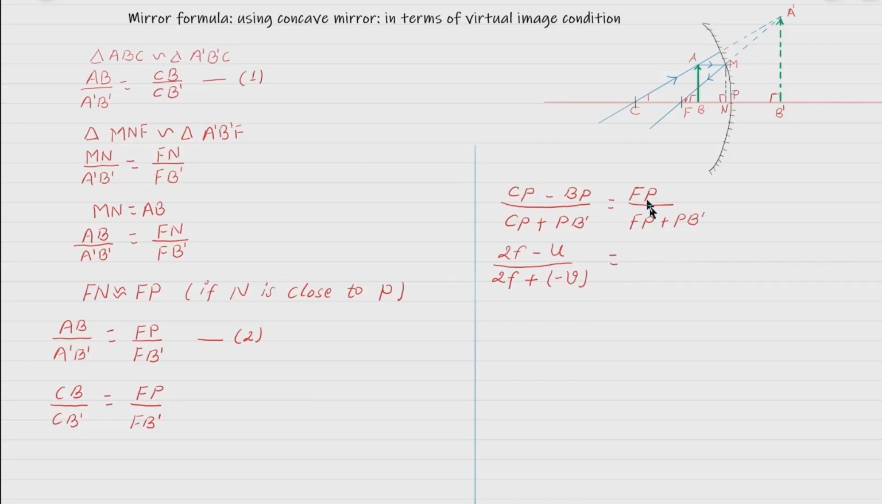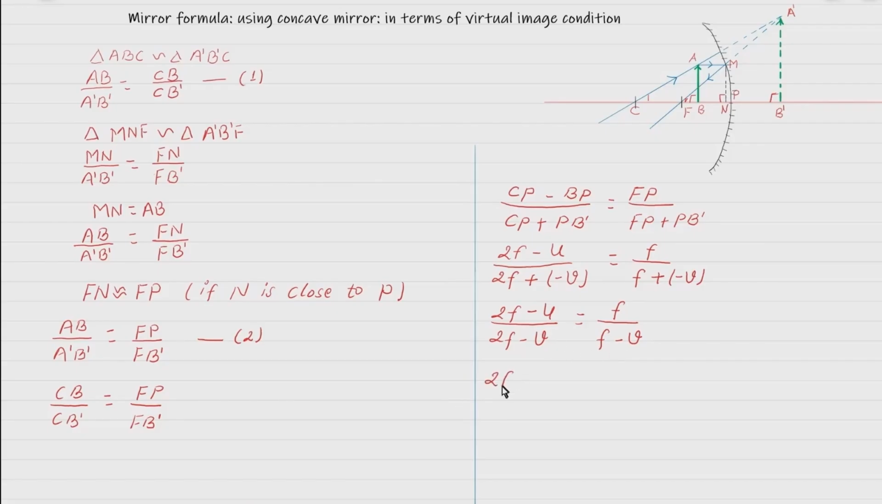Here FP is our focal length F, divided by FP, our focal length, plus PB dash, our image distance, which we have to write as minus V since it is the virtual condition. So this equation can be written as twice F minus U divided by twice F minus V is equal to F divided by F minus V. Now we have to do some mathematical calculation over here. Let us cross multiply them.